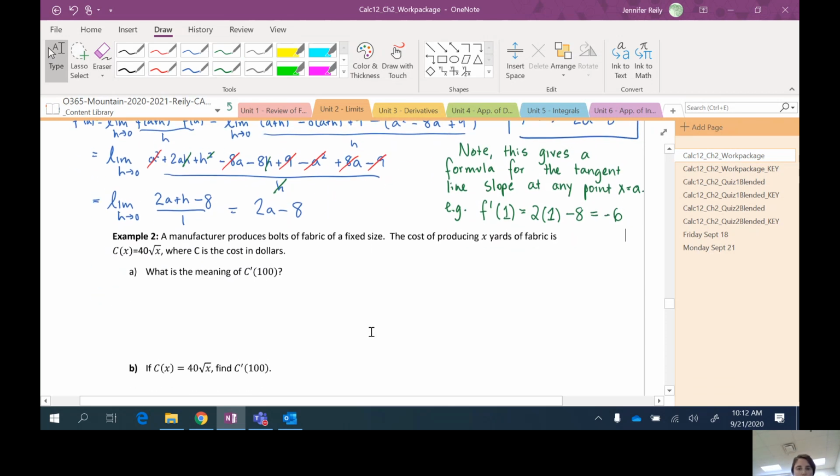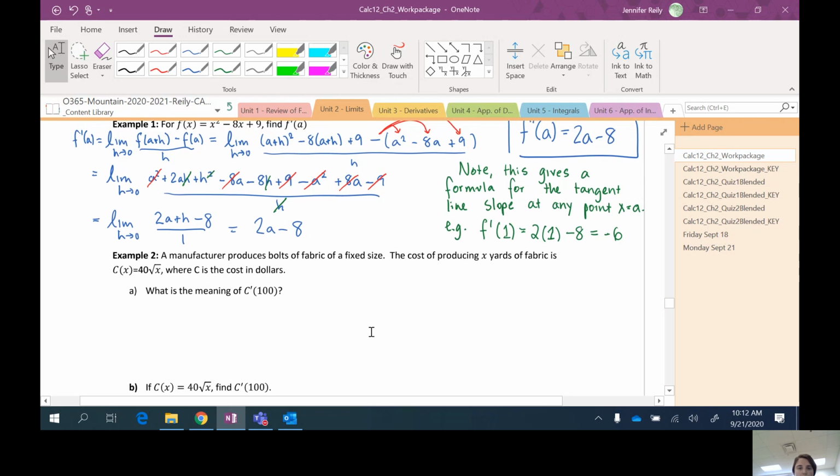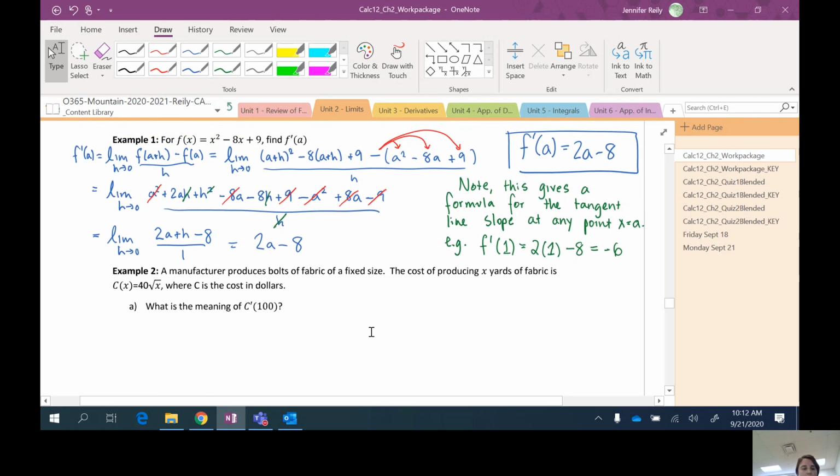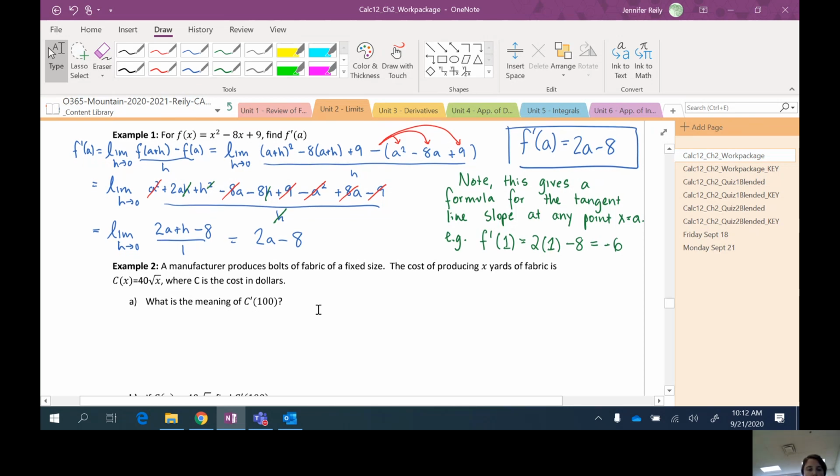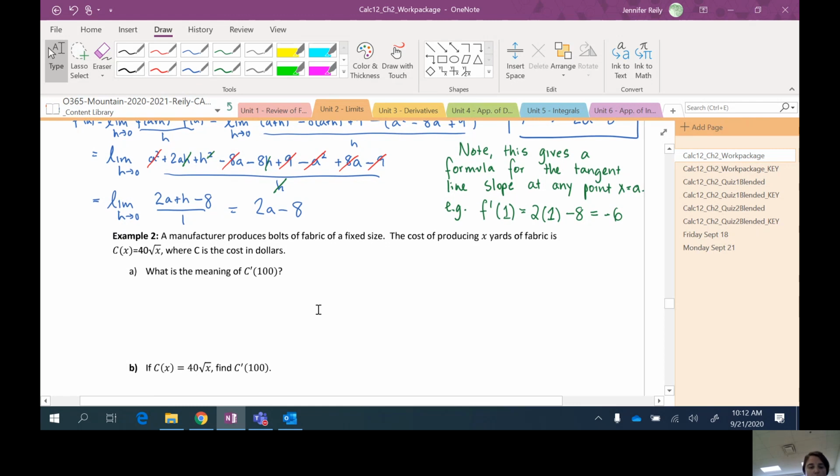All right. So let's do an application. A manufacturer produces bolts of fabric of a fixed size, and the cost of producing x yards of fabric is 40 root x, where C is the cost in dollars. Okay, so what is the meaning of C prime of 100?